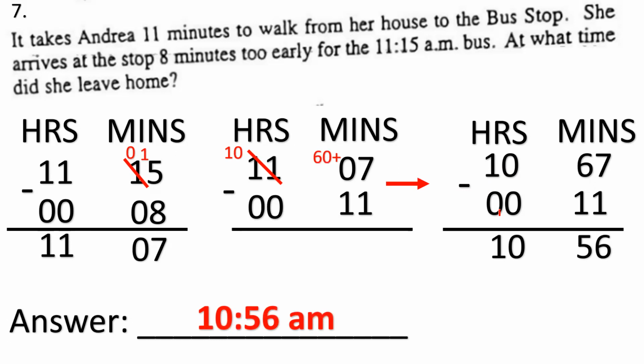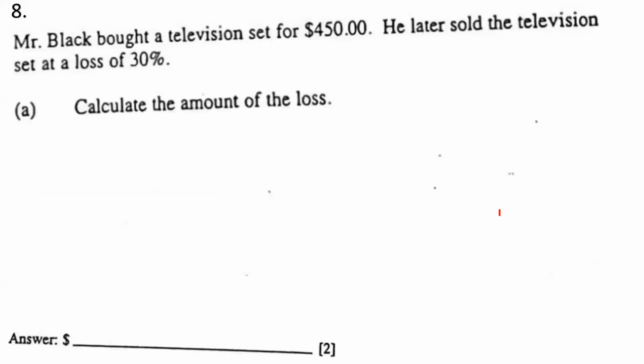Okay, let's move on to question number 8. It says, Mr. Black bought a television set for $450. He later sold the television at a loss of 30%. And they want us to calculate the amount of the loss. Now, since he sold it at a loss, we know that he sold it for less than he paid for. So what is the amount of the loss though? Well, the amount of the loss we know is 30% of 450. And we know that of means multiply. And so 30% multiplied by 450, that's what we have to calculate.